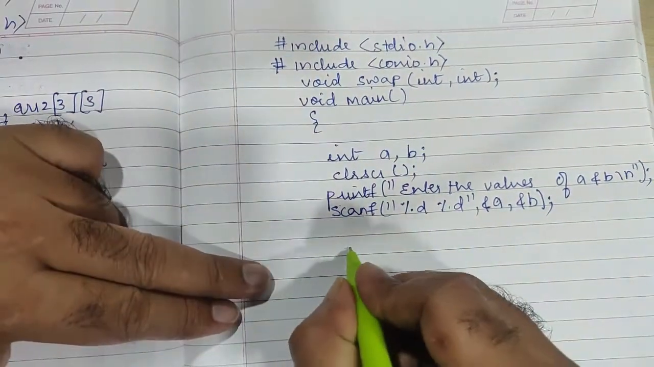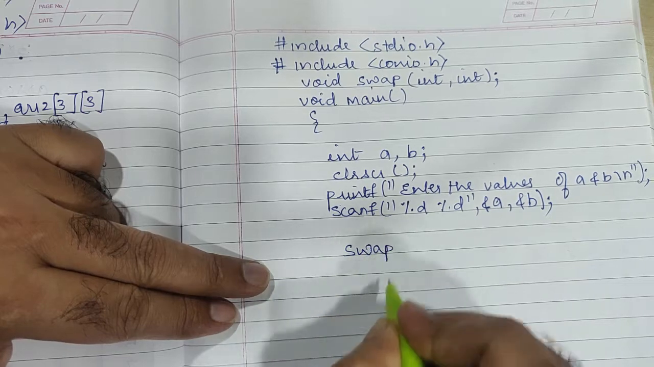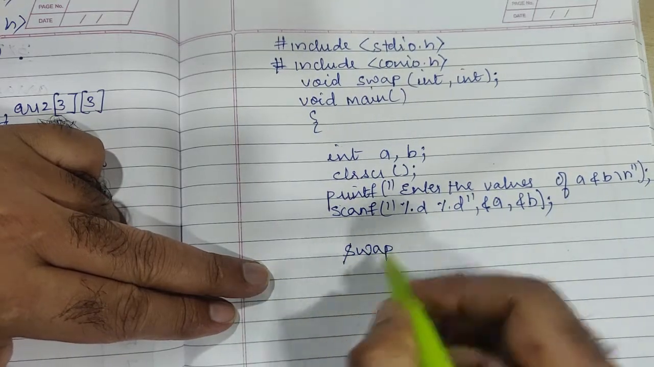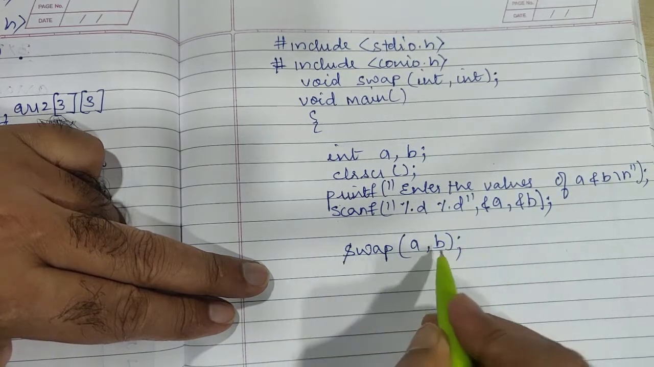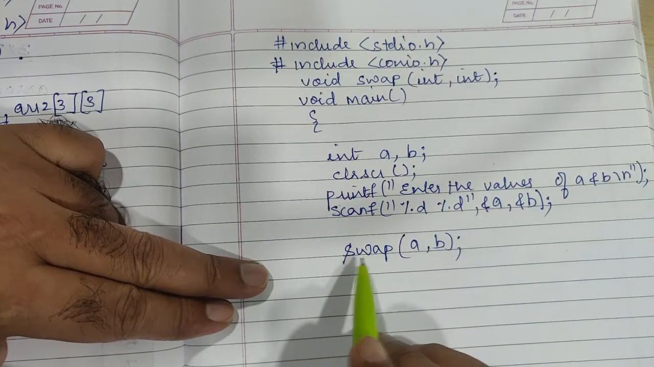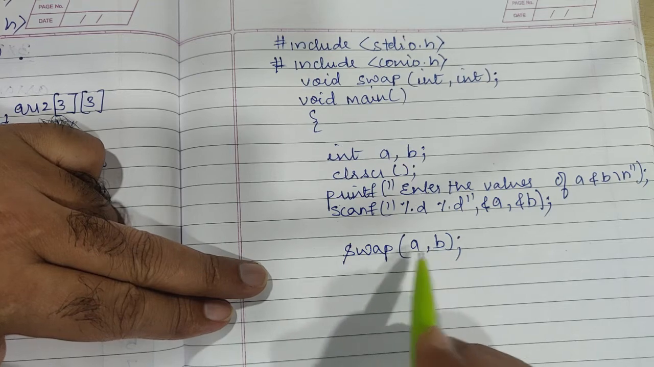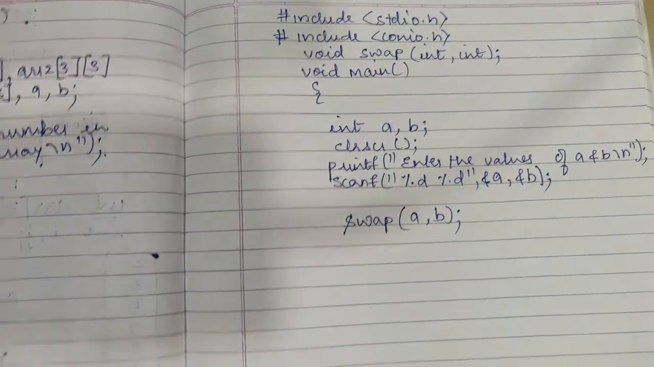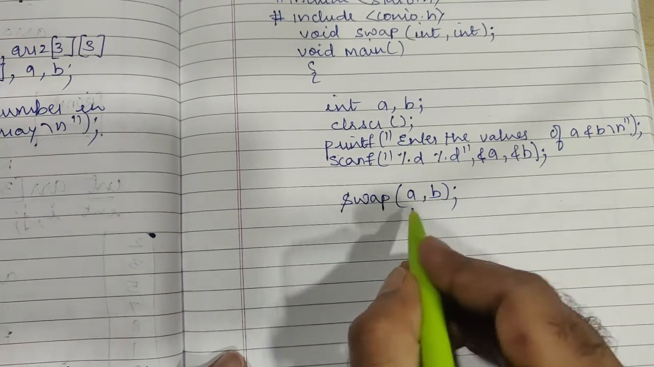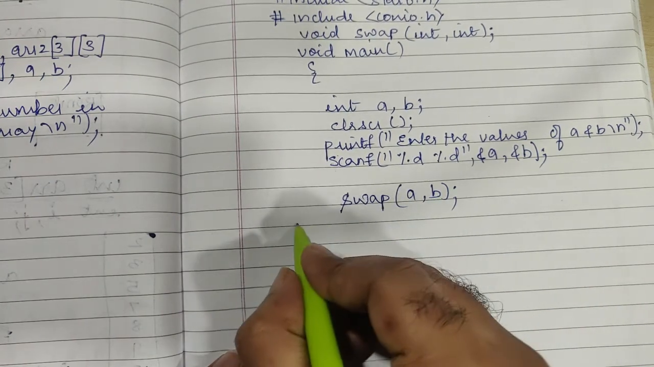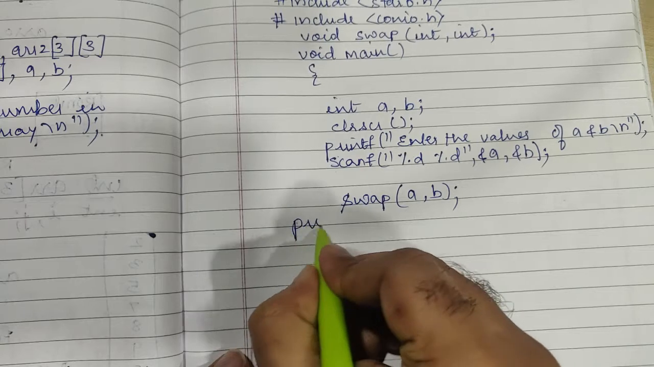So here it is, swap, that is the name of the function, a comma b. This is how you call a function, that is, mention the name of the function and pass the values to it. After doing that, once you return from this function, I'm going to print the values of a and b again.